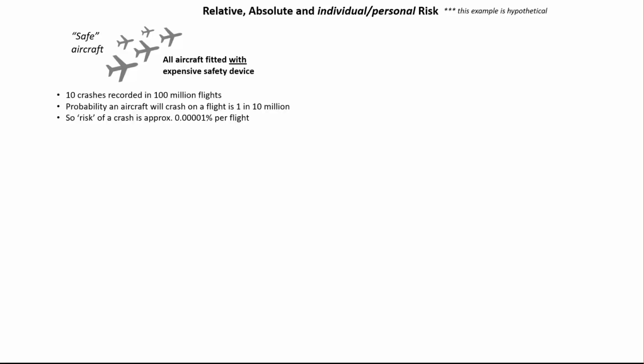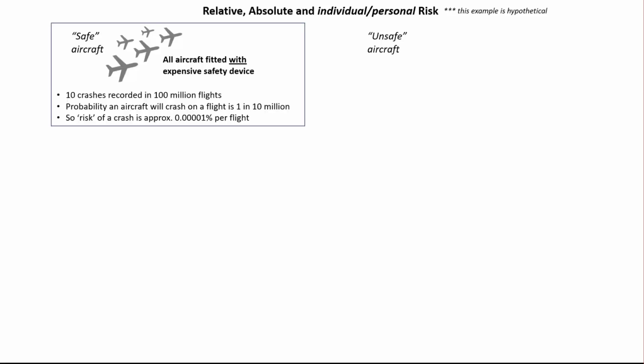So let's imagine a fleet of safe aircraft. So these aircraft are all fitted with some expensive safety device. And let's suppose that we know from records that there have been 10 crashes recorded in 100 million flights. So the probability an aircraft will crash on a flight is 1 in 10 million. So that's our safe aircraft.